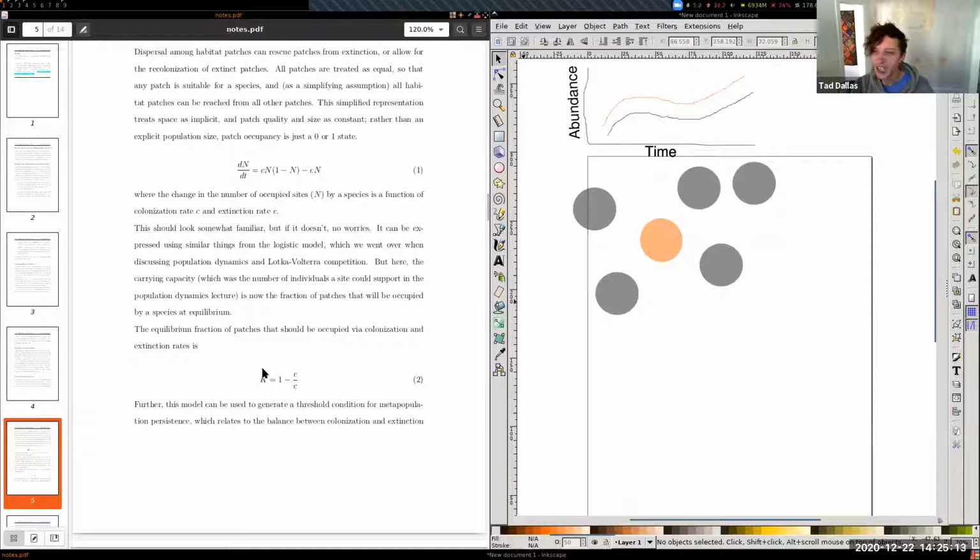I don't know why I called it K. That was a little bit silly. It's not really a carrying capacity. It's just an equilibrium point. It is the fraction of occupied patches given E and C in infinite time. It will eventually go to that. Cool. Hopefully that was a little bit less confusing than it felt. But basically, it's the balance between extinction and colonization that determines the equilibrium fraction of occupied patches. That makes sense. All right.